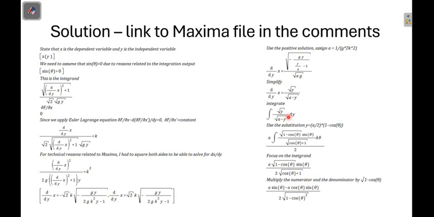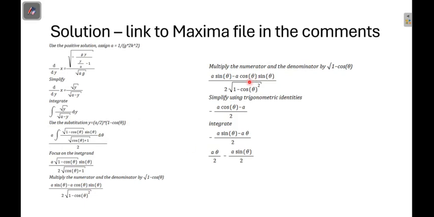However, to get a curve that we are familiar with, or a solution that can be interpreted, we will use the substitution y is equal to a over 2 multiplied by 1 minus cosine theta. This is the result of the substitution, and we will focus on the integrand to explain something. When we focus on the integrand, we multiply the denominator and the numerator by the square root of 1 minus cosine theta, so that we could get this expression.